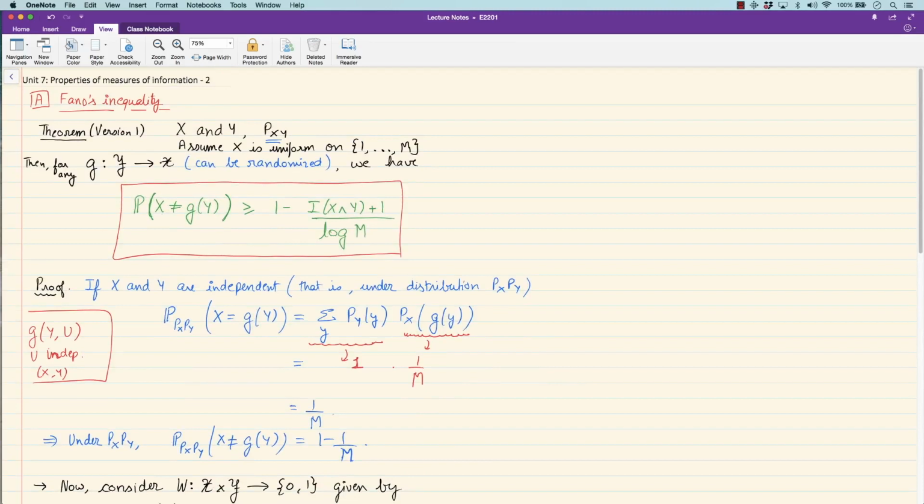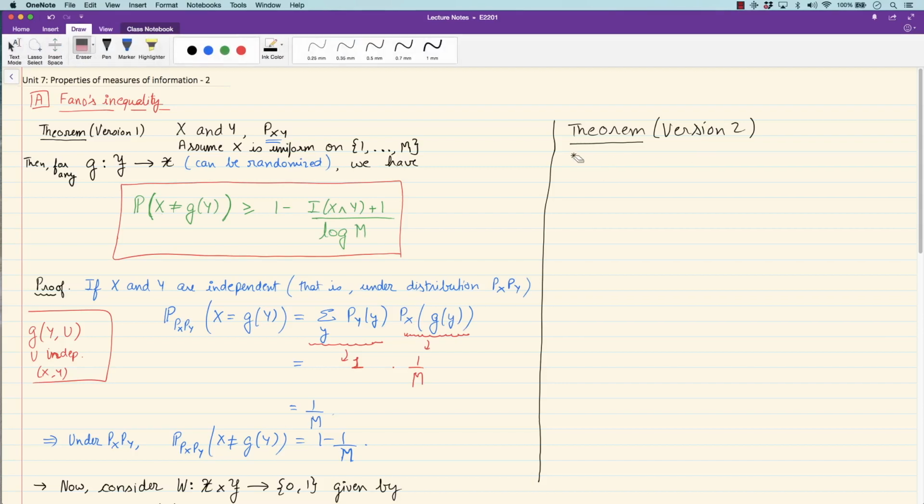I will also prove another version of this inequality. I'll first state another version here. Okay, so this is again Fano's inequality, but this is version 2. Essentially, I'll give a different proof when I'm proving version 2. The second version doesn't require x to be uniform. So the setup is the same as the first version.